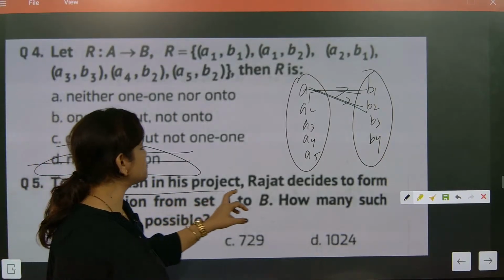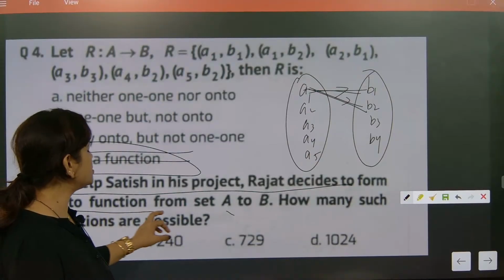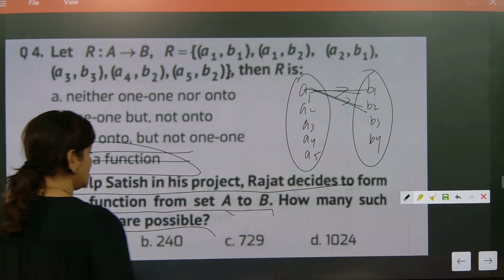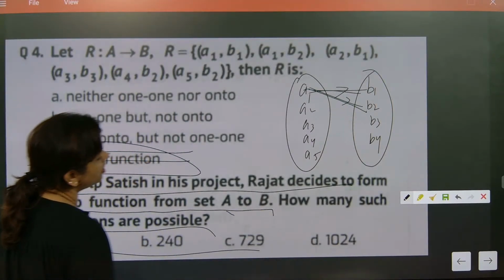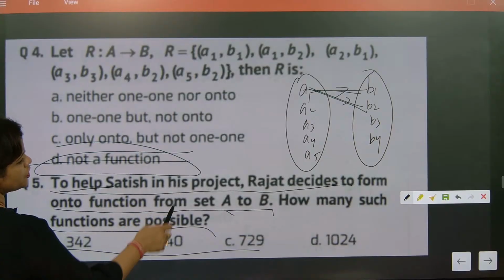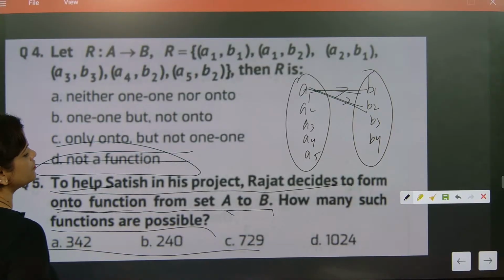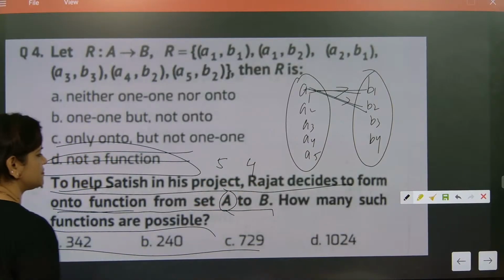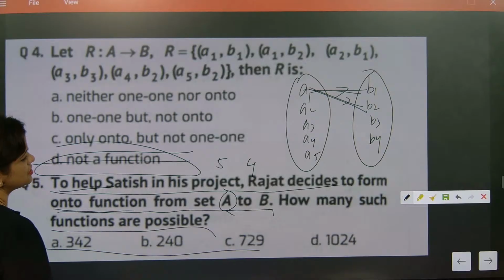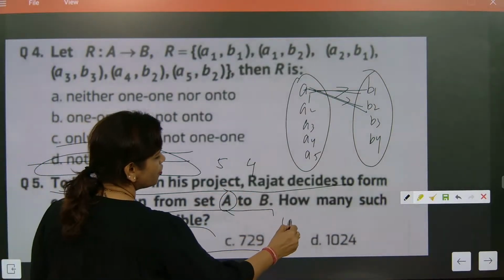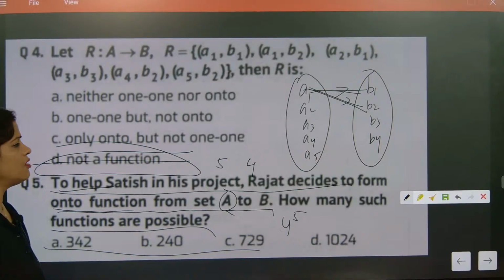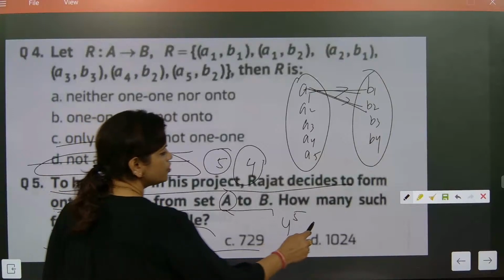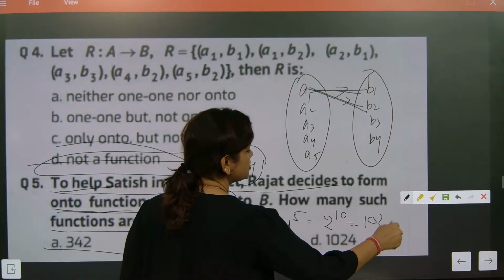To help Satish in his project, Rajat decided to form an onto function from set A to B. How many such functions are possible? A is having 5 elements, B is having 4 elements. Check. It will become 4 to the power 5. Always the number of codomain elements to the power this one. That's it. 4 to the power 5 is 2 to the power 10, and that is 1024.